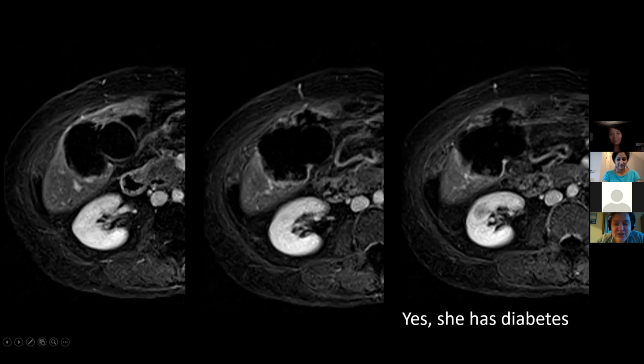Yes, the patient certainly has diabetes. One of the things I was considering is whether this is acute cholecystitis, that she's been sitting on this for a while, this is ruptured, and she's not really complaining too much because she has diabetes. Yes, she does have diabetes, but then again, diabetes is very common, right?